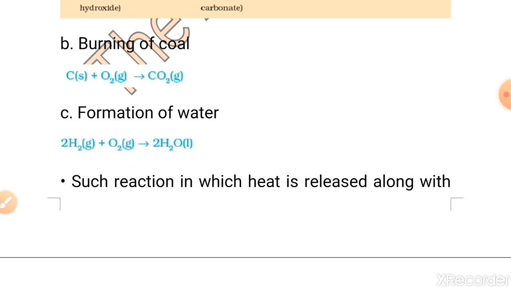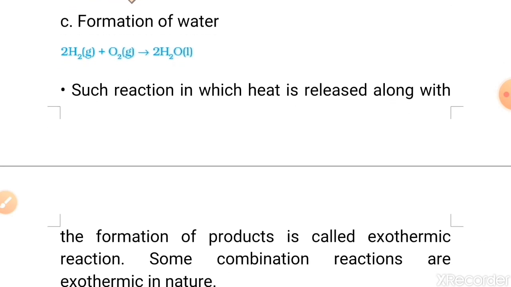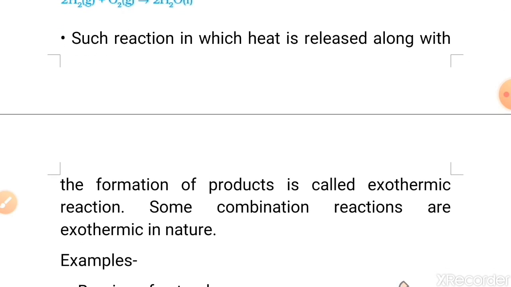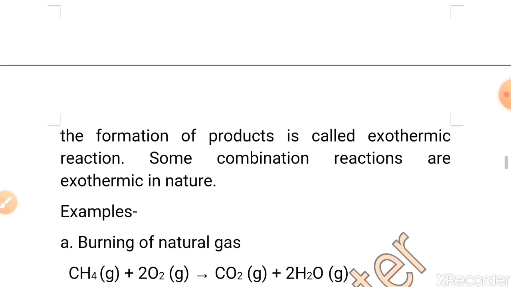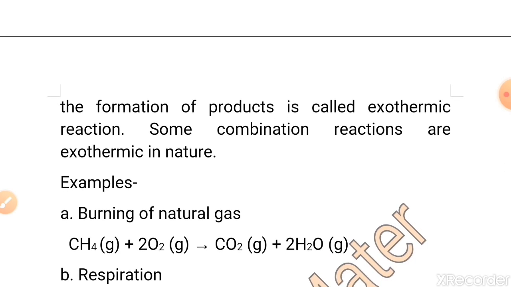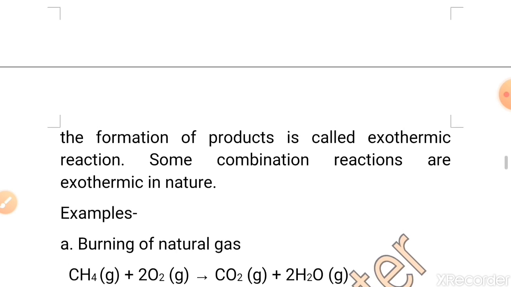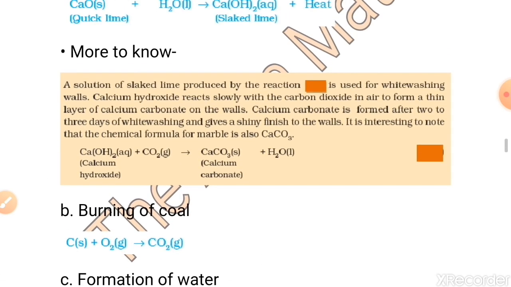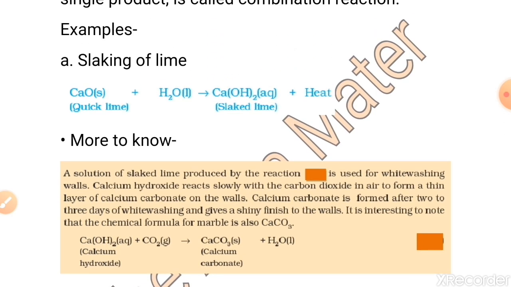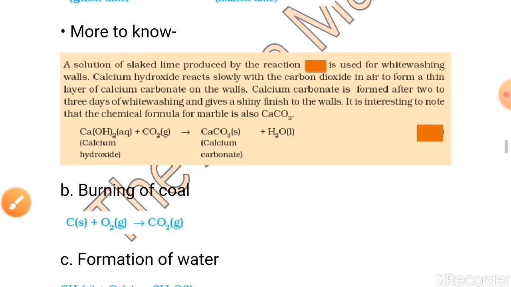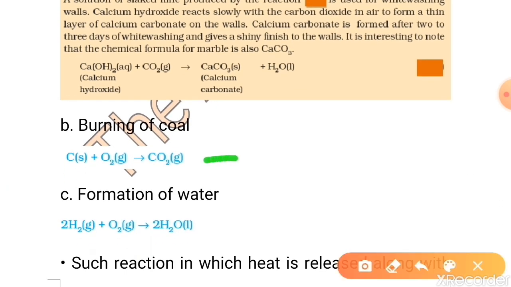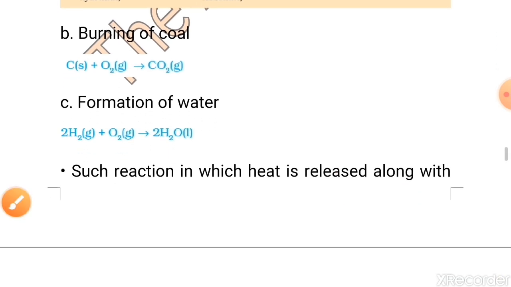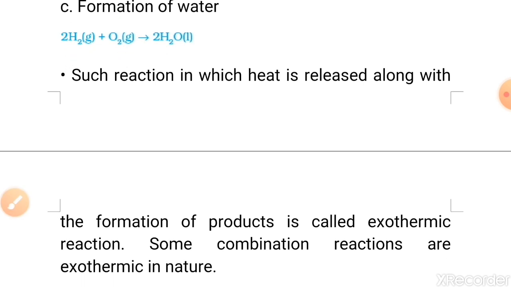Students, such a reaction in which heat is released along with the formation of product is called exothermic reaction. Some combination reactions are exothermic in nature. As when we were discussing the slaking of lime, I told you that in this reaction, heat evolves along with formation of product. Similarly, here when you burn coal, you get heat along with carbon dioxide. So we can say that some of the combination reactions are exothermic.